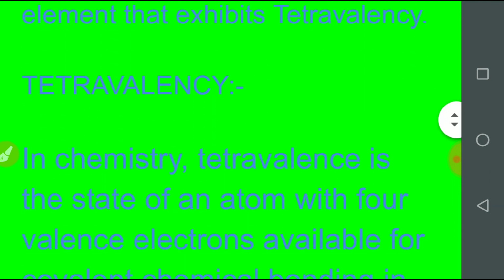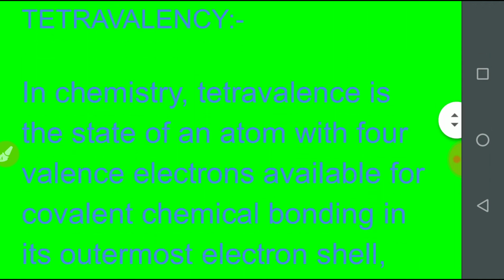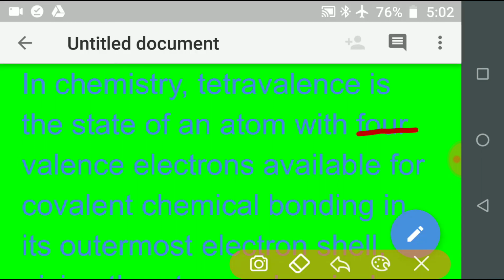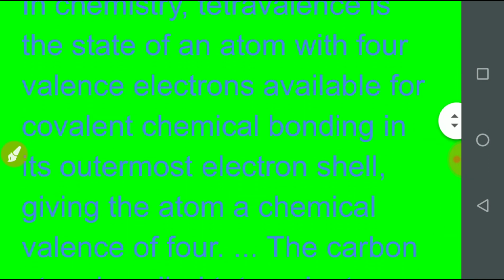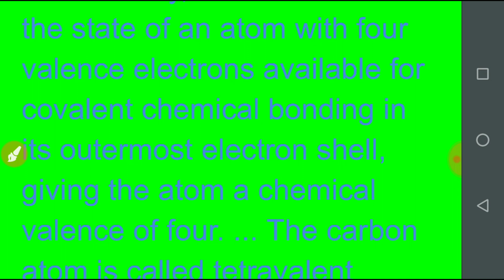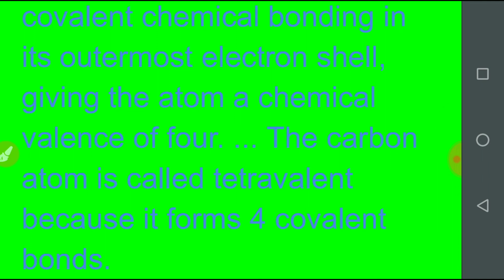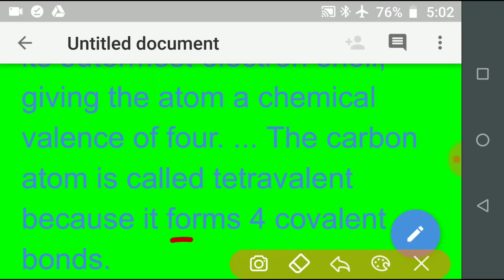Now, let us discuss tetravalency. In chemistry, tetravalence is the state of an atom with 4 valence electrons available for covalent chemical bonding in their outermost electron shell, giving the atom a chemical valence of 4. The carbon atom is called tetravalent because it forms four covalent bonds.